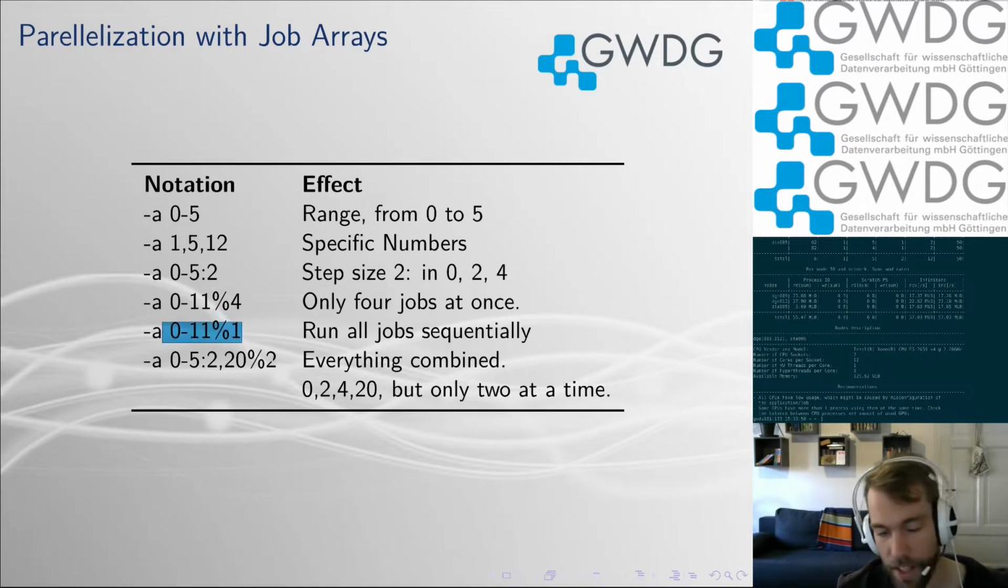This one essentially just says run 0 to 11, but sequentially. A bit of a weird one, but sure, why not? And you can combine it all. So basically, 0 to 5 in step size of 2, and number 20, so 0, 2, 4, and 20, but only 2 at a time.